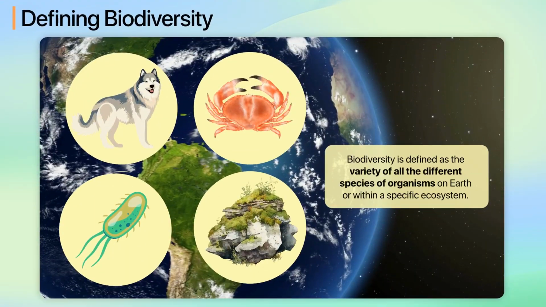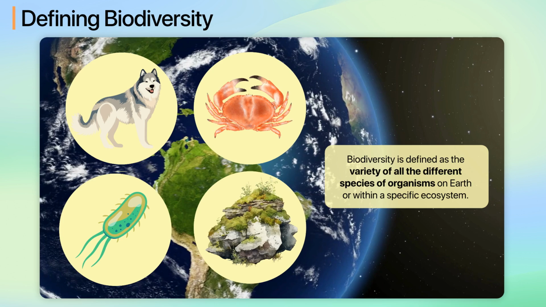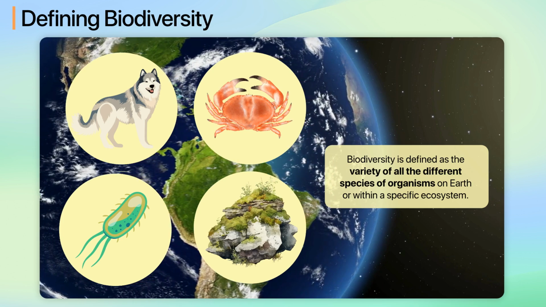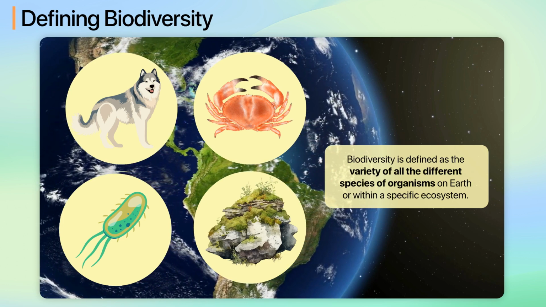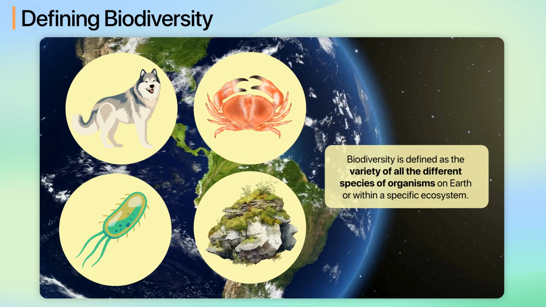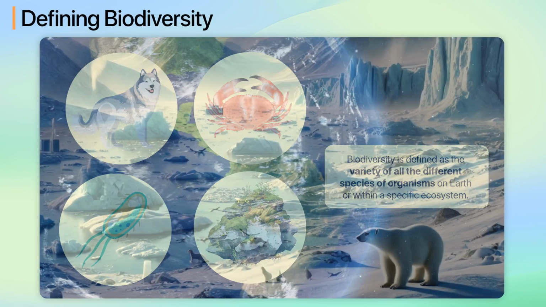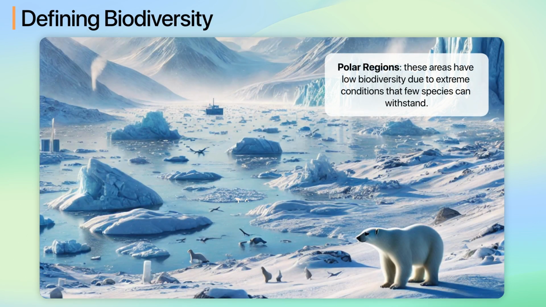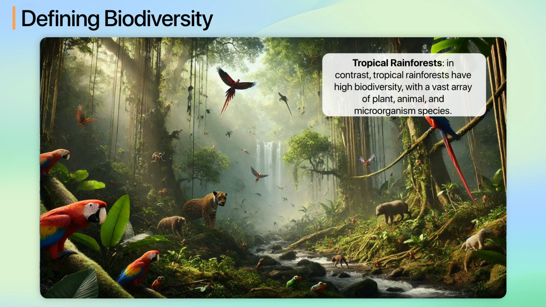Biodiversity is defined as the variety of all the different species of organisms on Earth or within a specific ecosystem. It encompasses everything from the tiniest microorganisms to the largest mammals. Different regions and ecosystems around the planet vary significantly in biodiversity. For example, polar regions have low biodiversity due to extreme conditions that few species can withstand. In contrast, tropical rainforests have high biodiversity, with a vast array of plant, animal, and microorganism species.